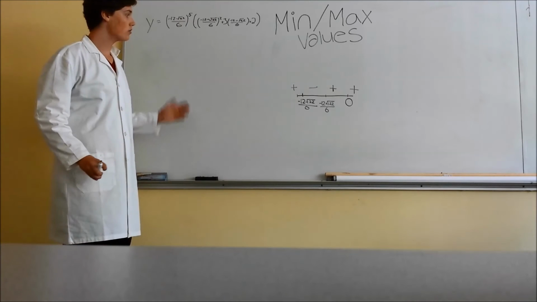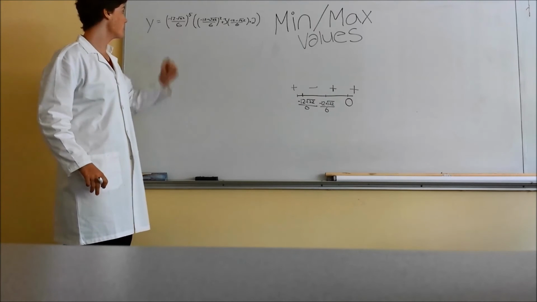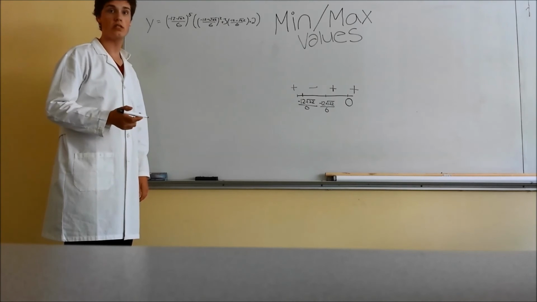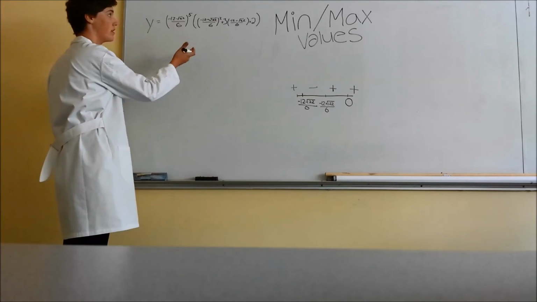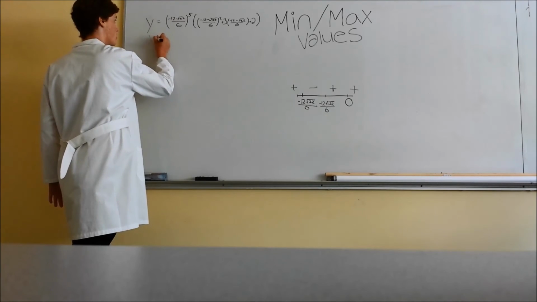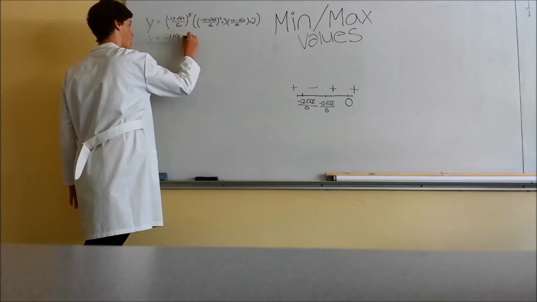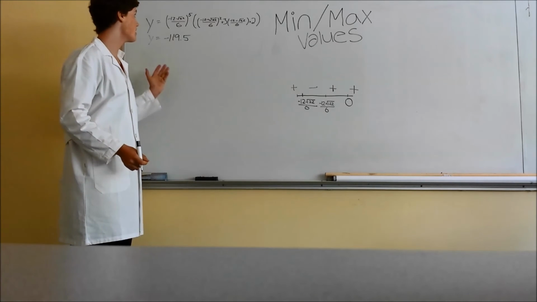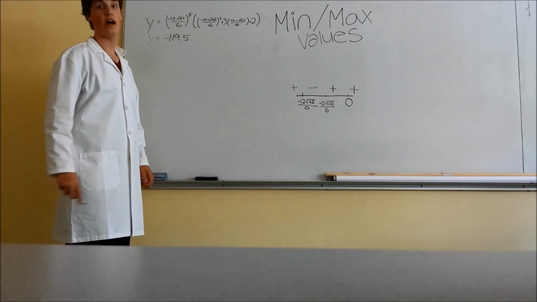Now that we know that a local maximum will be located at our first critical point, we can plug in our x value of negative 12 minus root 22 over 6 into the original equation to solve for the y value at that point and determine our local maximum. This has already been done for me, as you see here. So we simplify this equation to obtain y equals negative 19.5. Therefore, our graph has a local maximum at the point negative 12 minus root 22 over 6 and negative 19.5.